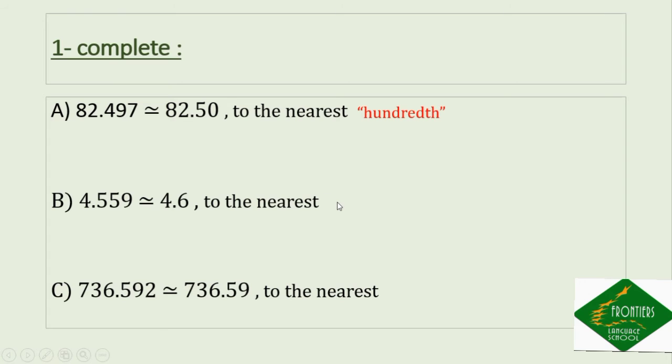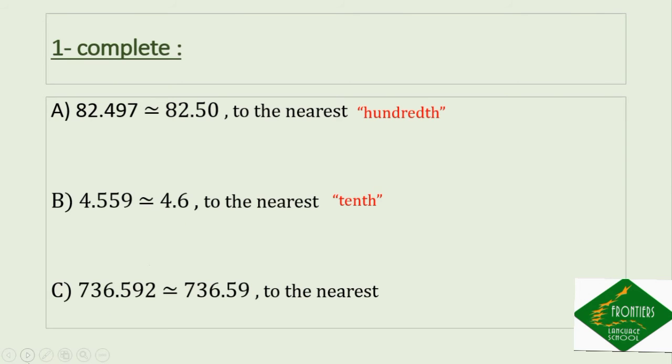Letter B, 4.559. After approximation, it will be 4.6. This is approximation to the nearest tenth. Why? Because we underline 5 and circle 5. 5 is rich, so it will give 1 to 5. So the answer will be to the nearest tenth, and after the decimal point, one number.